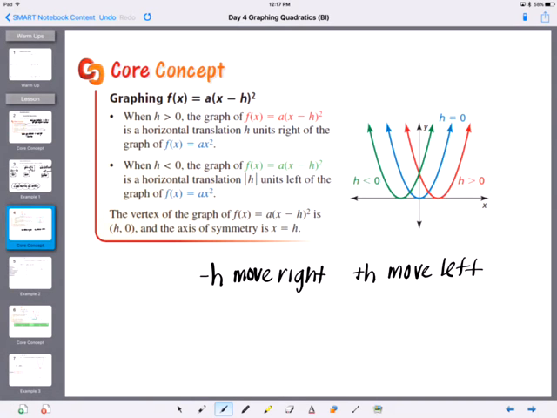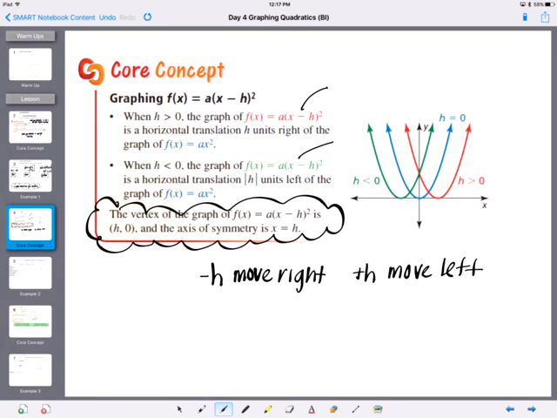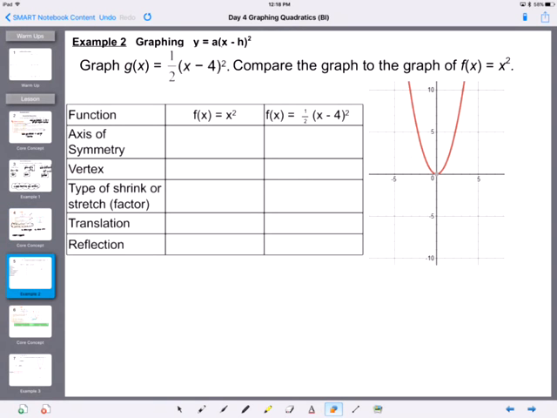The vertex of the graph f of x is equal to a times x minus h squared is whatever your h is, comma 0. So when we are talking about what is inside, we always want to think inside is opposite. So it's going to move the opposite direction that you would think. If it's a negative, it's going to move to the right, and if it's a positive, it's going to move to the left. So let's try an example.